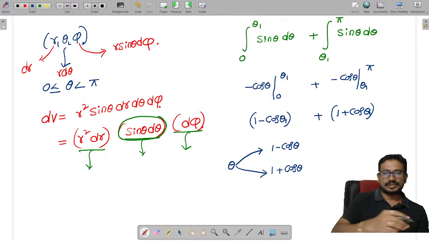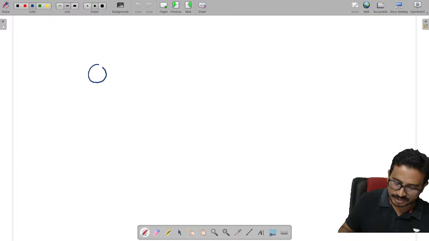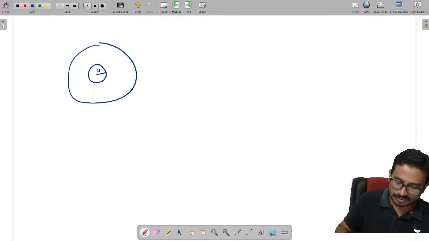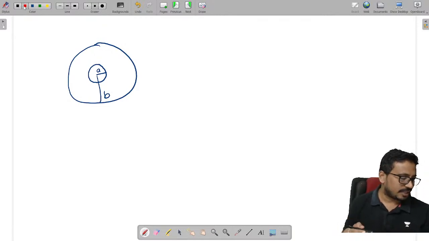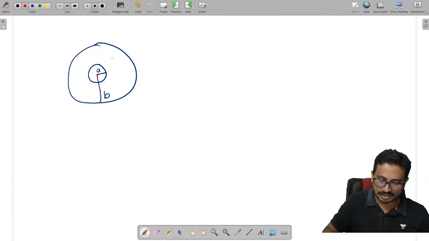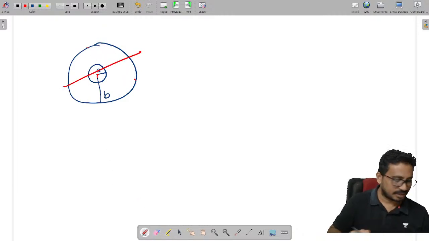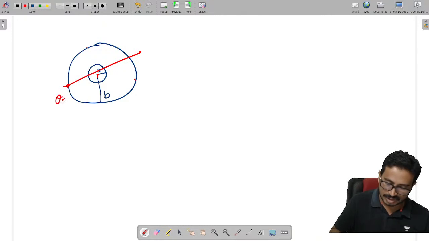Now see what I did here. So these are my spheres. We have a spherical capacitor. Inner radius is A and the outer radius is B. What I did is divide it theta-wise. So with respect to theta I have divided it. Let us consider here, like this, from 0 to some theta, and this is the remaining part.